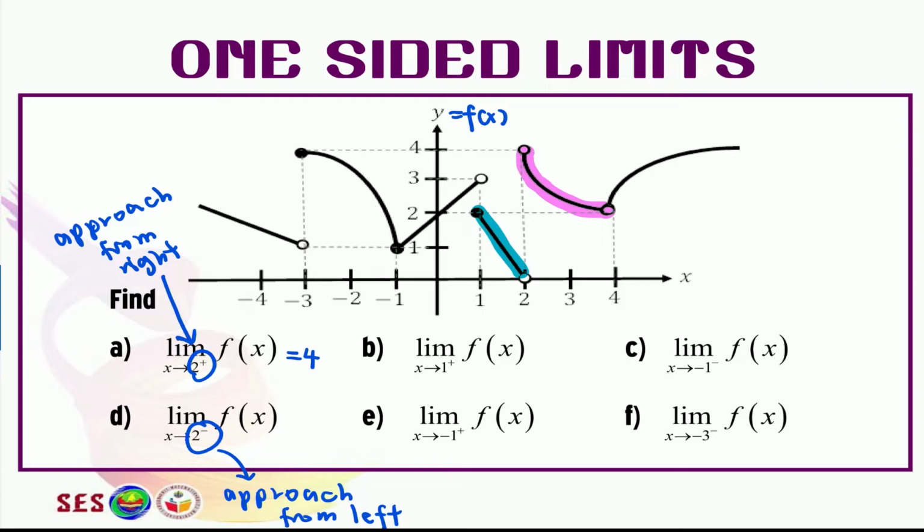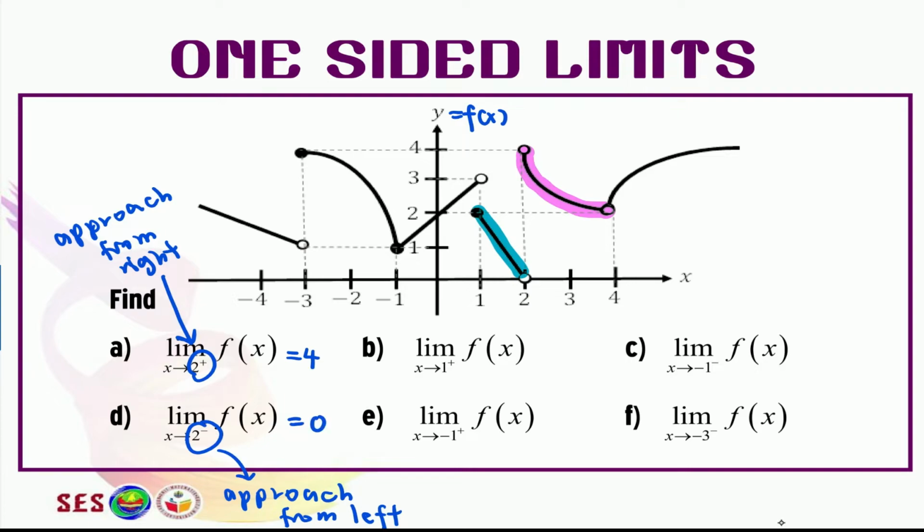Let's move on to question D. We want to find the value for f(x) as x is approaching 2, but this time from the left. Again, there are two graphs around x equals 2. This graph and this graph. If we want to approach 2 from the left, which graph should we follow? The blue one or the pink one? Very good, this one. And following this graph, we can see that it settles at y equals 0. Therefore, the answer for D is 0.